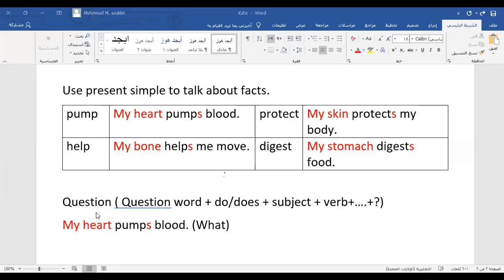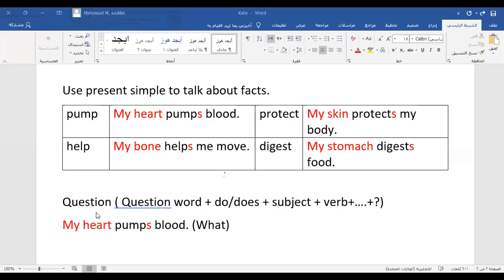Read the sentence, please. My heart pumps blood. Okay. Yasin Khalid, here I want you to ask about the verb. I don't want to ask about my heart. I don't want to ask about blood. I want to ask about the verb pump. And look at the rule. We start with the question word. We go step by step. So start with the question word first, please.